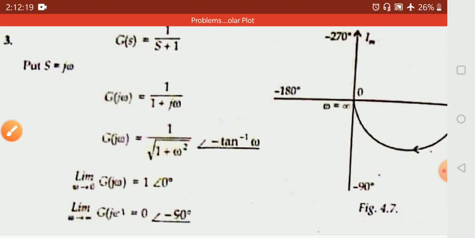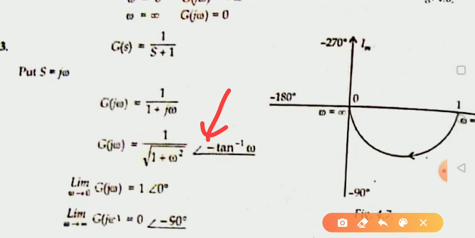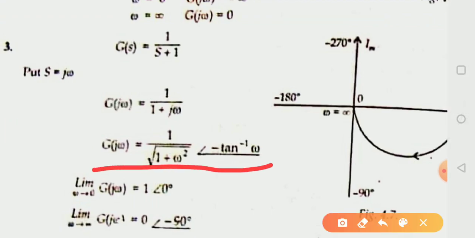Here the negative sign we use because we are taking the angle for the pole. So this is our expression for magnitude and angle. Now we have to calculate the values for omega tends to 0.